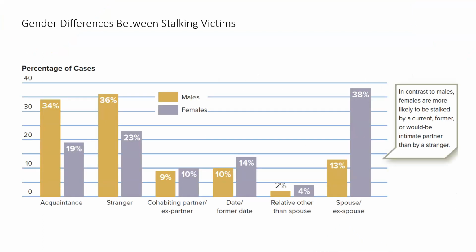And here are some statistics on stalking. Again, it's dominated by men until we get to the spouse or ex-spouse. So anyways, I just thought these were some interesting statistics. But that's it for chapter 2. We'll move on to chapter 3 next.